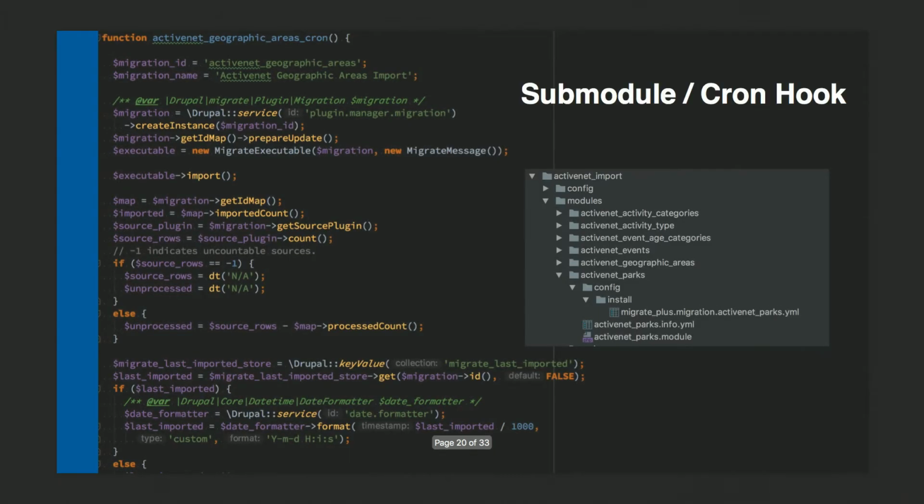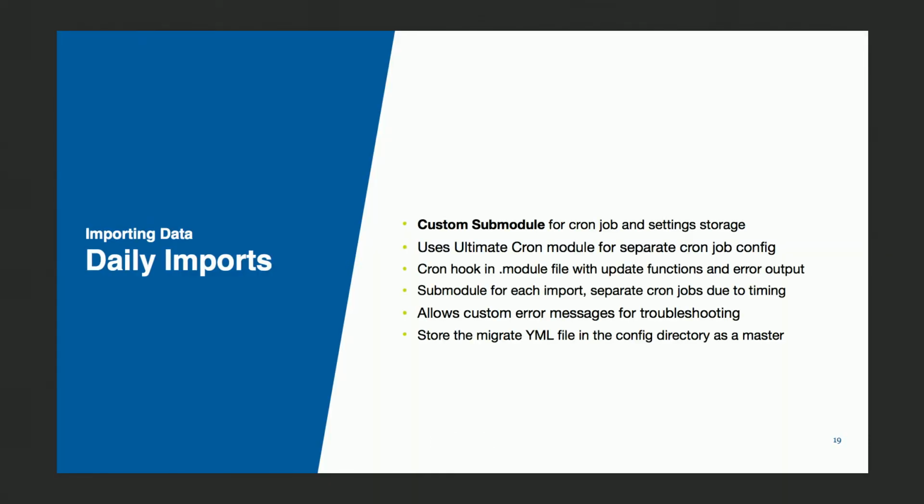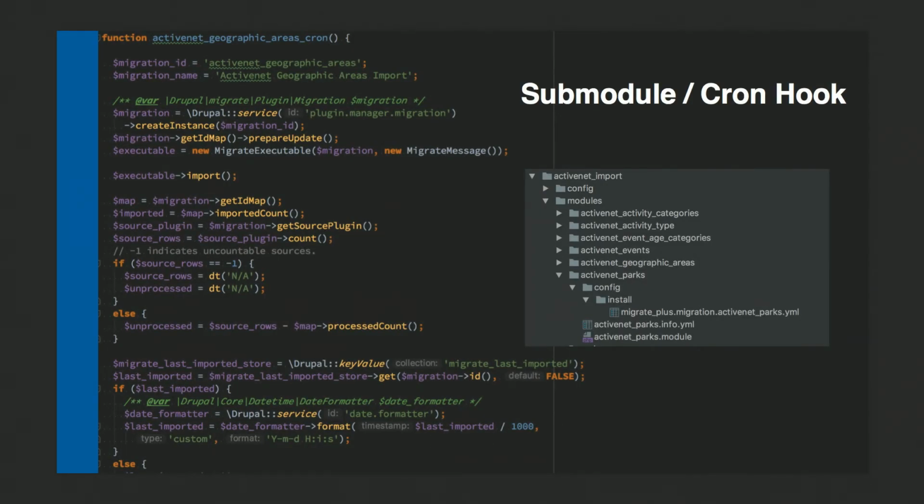Okay. Yeah. And then, go to the next slide. Here's the structure of the submodule, the module file where we put the hook in. I also like to save the YAML config file for the import in a module just as a backup, because sometimes your config directory, your sync directory, can get accidentally messed up, and it's good to have a master settings to go back to.